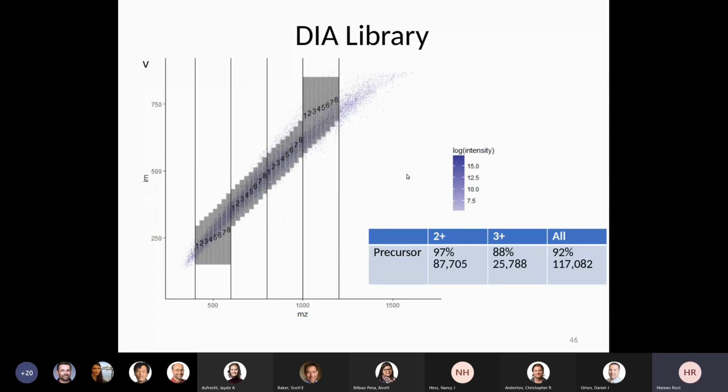So when we look at the coverage of the peptide precursors, we actually found that we had a 97% coverage of the 2+ precursors, and 88% coverage of 3+ precursors, and an overall 92% coverage of all peptide precursors that would at least theoretically be available to analysis. The other 8% would not be available to analysis because they fall outside the measured range.